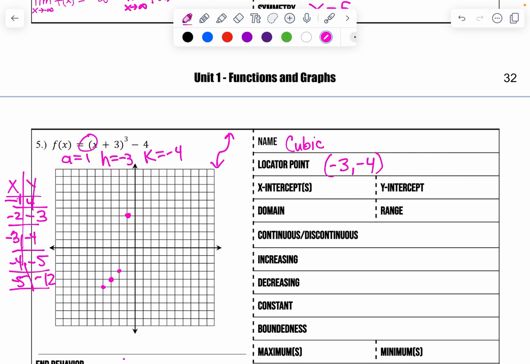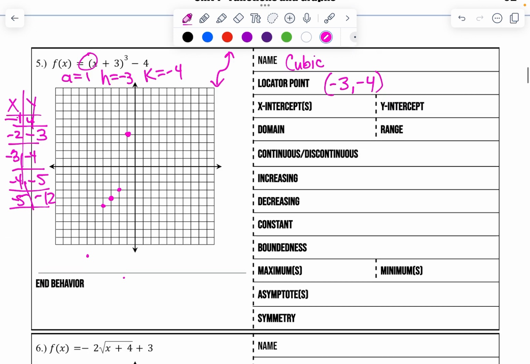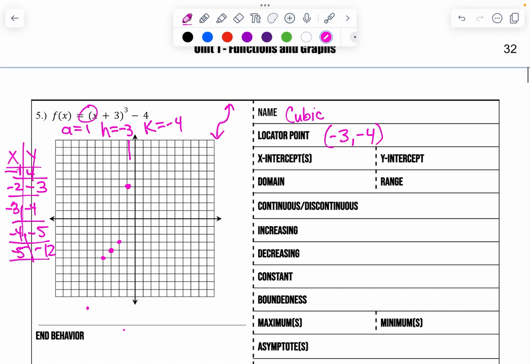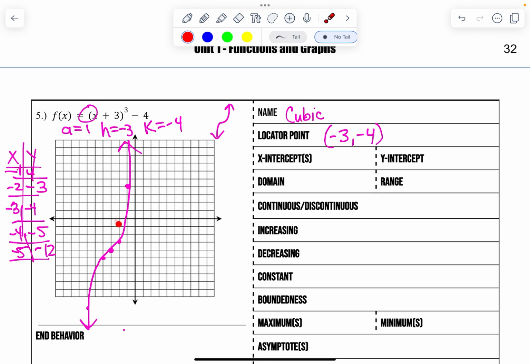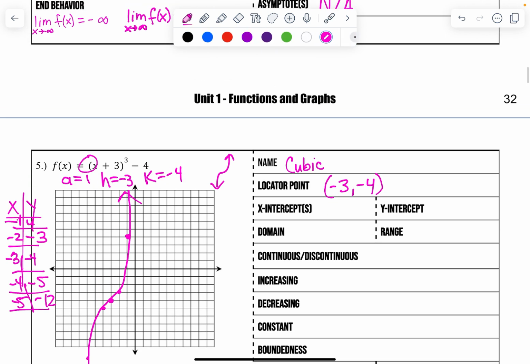So it'd be about 2 blocks off the grid down here. And so we can sketch in our cubic function. All right, so x-intercepts. We can see that it's touching here. We need to know what that value is. Remember, we reviewed how to find x-intercepts.